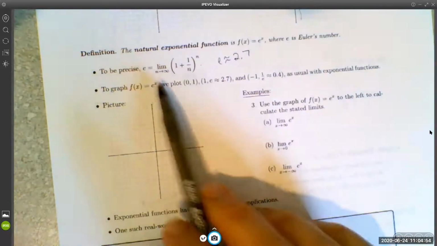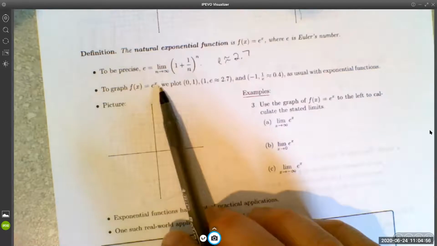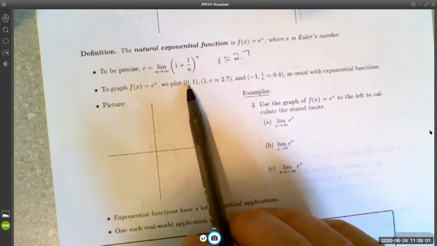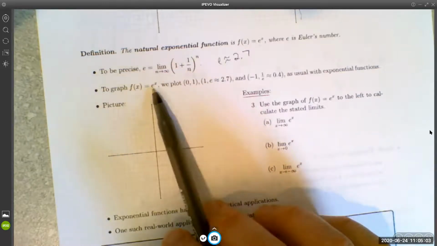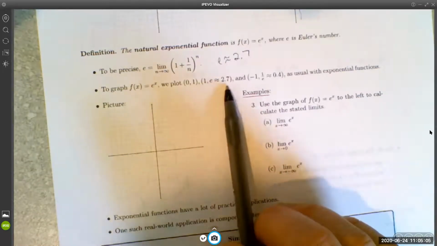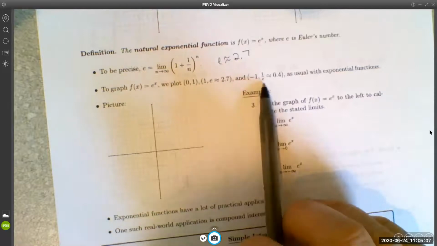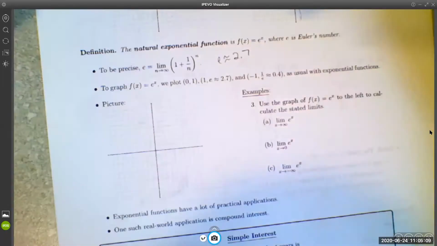So f of x equals e to the x behaves exactly the same way as any other exponential function. It's going to go through the point (0, 1). It's going to go through the point (1, e), which is about 2.7. And it's going to go through the point (-1, 1/e), which is about 0.4.